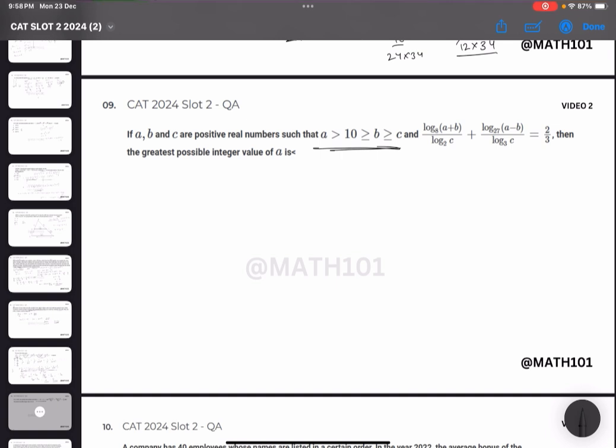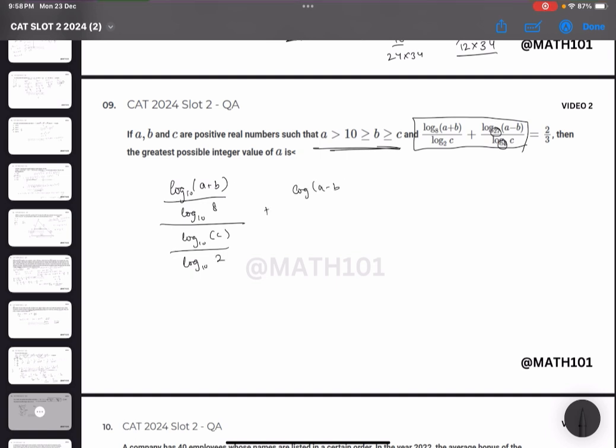We'll first try to make common bases in all these logarithms. So we'll use log base 10. So what we'll do is log of A plus B to the base 8. We'll write this as log 2 upon log base 10 of 8, log base 10 of C, log base 10 of 2 plus minus B upon log base 10 of 27, C log 3.